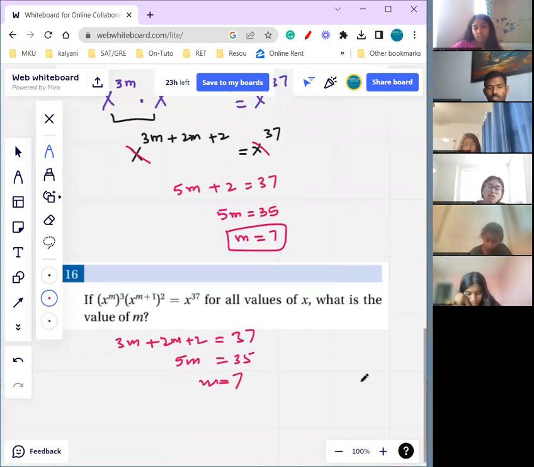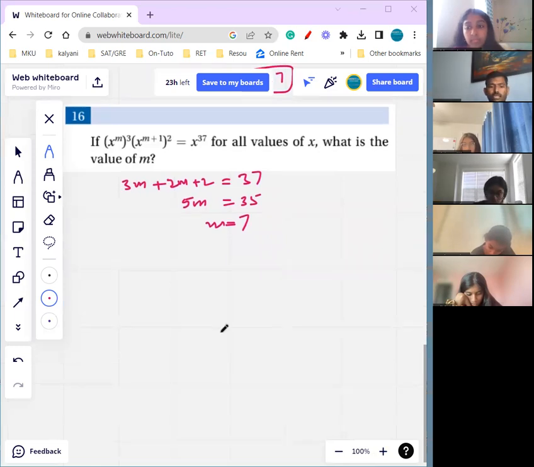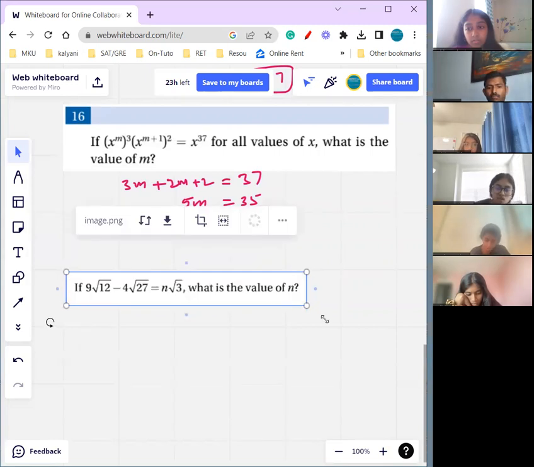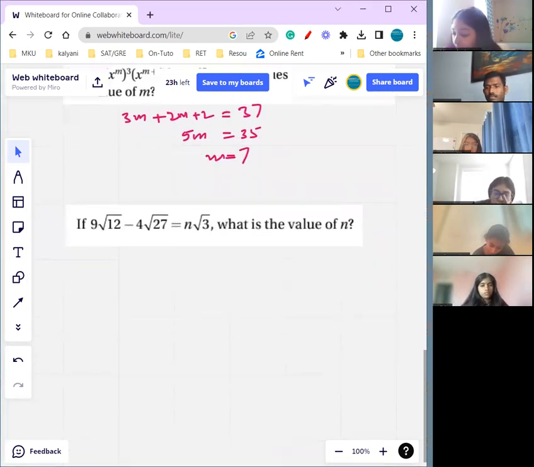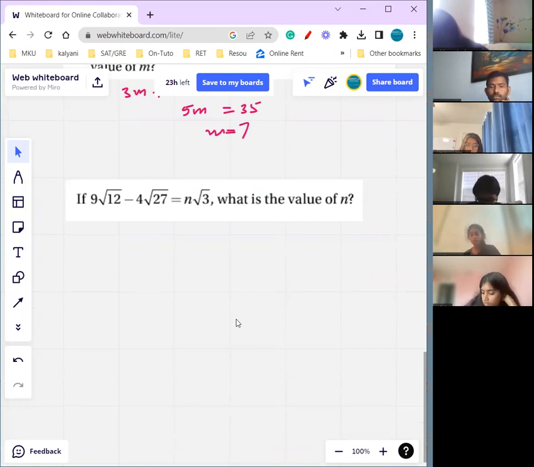Let's try the next question here. Next one. Same concept, that's what we're looking into. Okay, Bhavani, can you please read this one for us? If 9 radical 12 minus 4 radical 27 equals n radical 3, what is the value of n? What could be the n value? Go ahead and try, just like the first question we did.